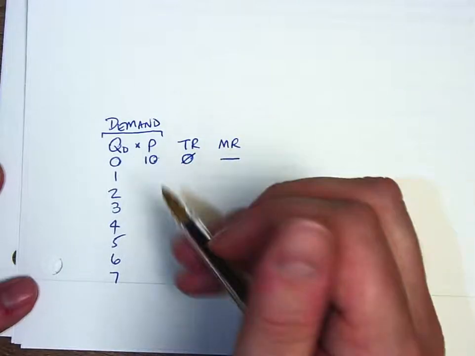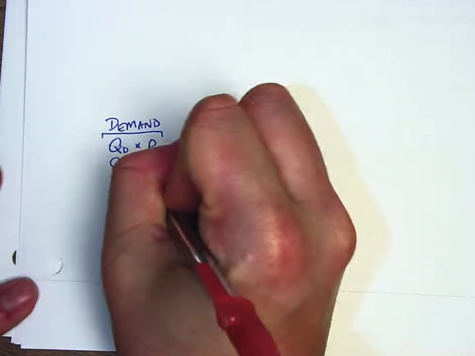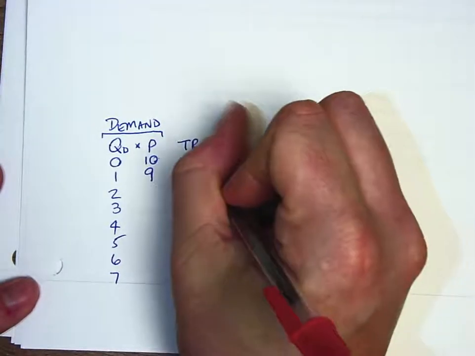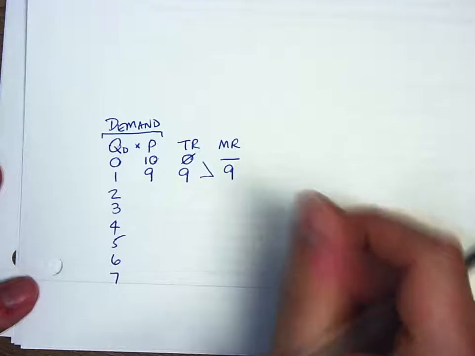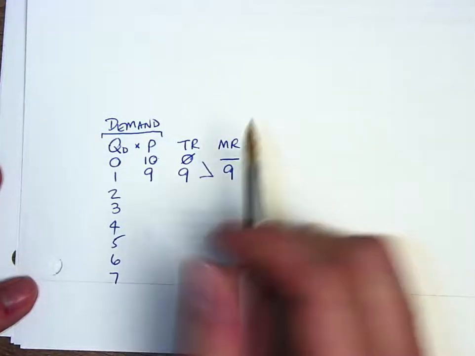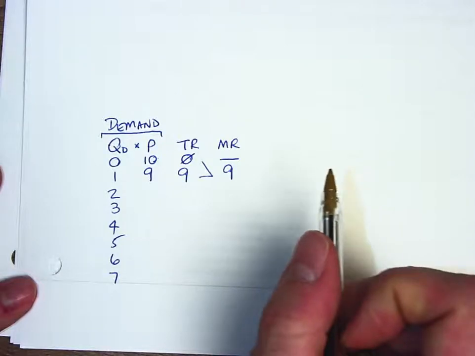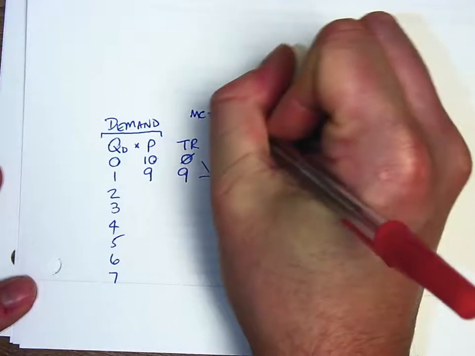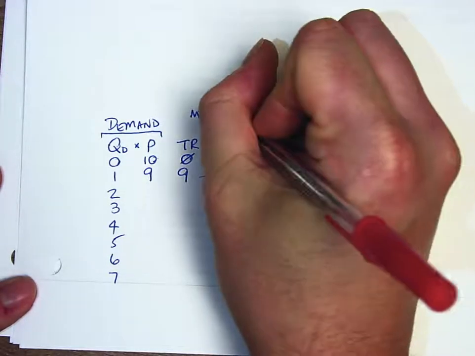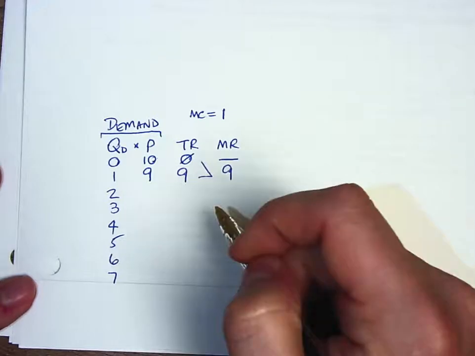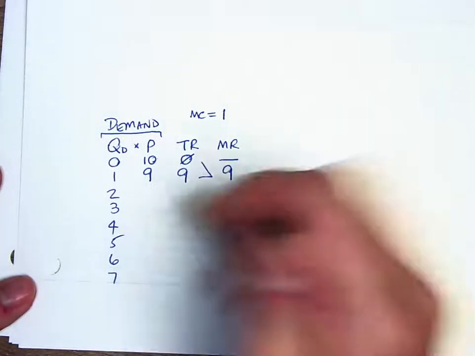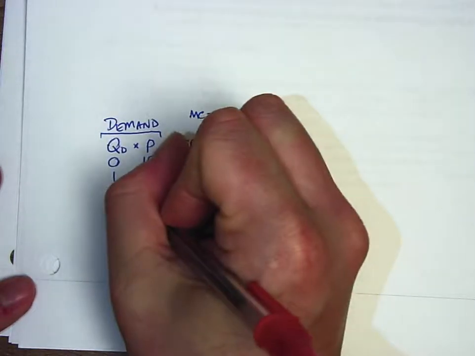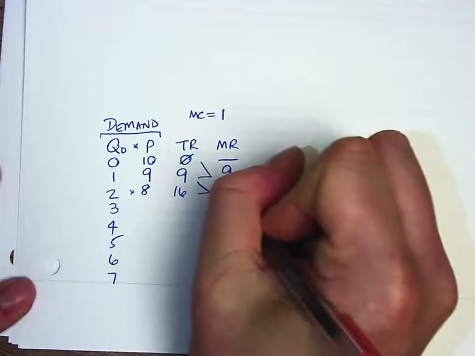Now, if they decide, oh, I'd like to sell a product today, they'd have to lower the price. So they lower it to 9, and they sell 1 unit. So the total revenue is 9. And the change, marginal revenue, 9. So far, so good. But let's say that they profit maximize at MR equals MC, and their MC is equal to, let's say, 1. So they're going to produce the next unit, right? They're going to decide, okay, I'm going to produce another unit. In order to do that, they have to lower the price. So they lower the price to 8. 2 times 8 is 16. Now the marginal revenue is 7.